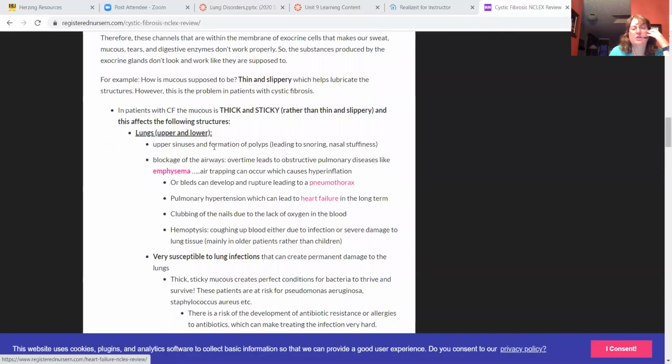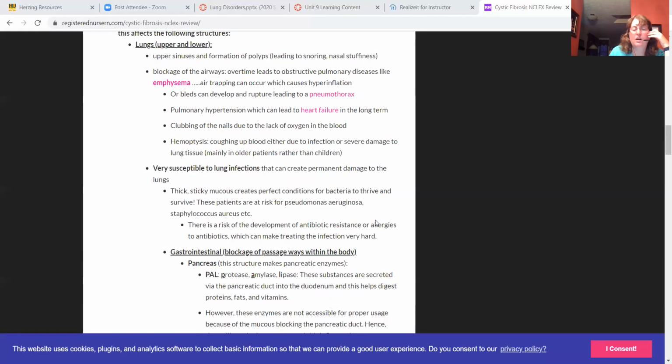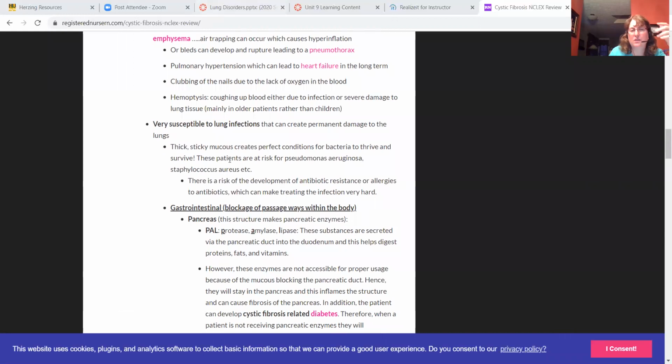So like in your lungs and the upper sinuses, you can get formation of polyps and blockage of the airways over time that leads to pulmonary diseases like emphysema, clubbing of the nails, those types of things. These guys are very susceptible to lung infections. And so that's the lung part of it.